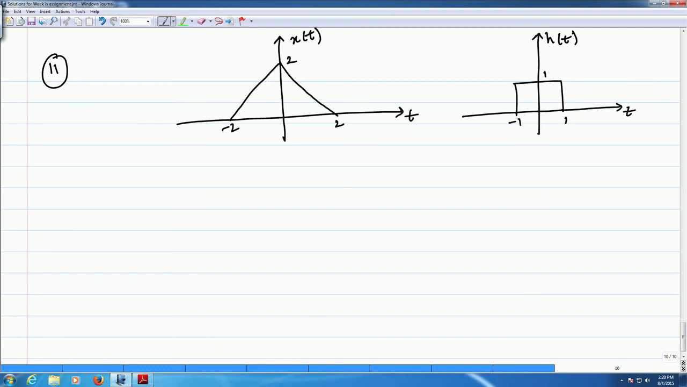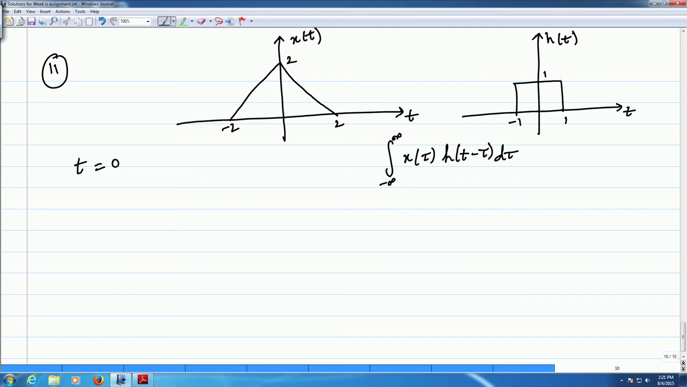Let us say I look for the answer at t equals 0. Okay. So, t equals 0 is a nice thing to look at, and since this h of t is symmetric, it is good to write down the convolution integral, minus infinity to infinity, x of tau h of t minus tau d tau. Okay. Both of them are symmetric, but let us say I flip h of t, because it is 1 from minus 1 to 1, and if you flip you get the same function, nothing changes.